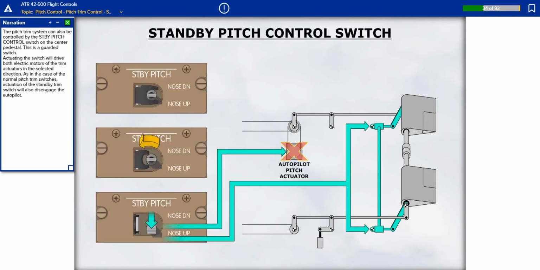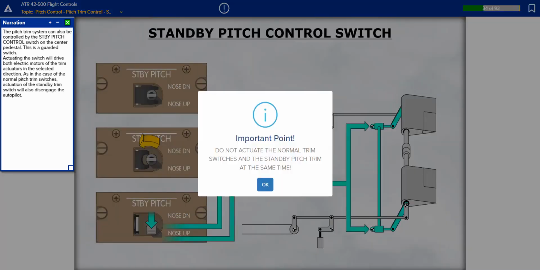The pitch trim system can also be controlled by the standby pitch control switch on the center pedestal. This is a guarded switch. Actuating the switch will drive both electric motors of the trim actuators in the selected direction. As in the case of the normal pitch trim switches, actuation of the standby trim switch will also disengage the autopilot.